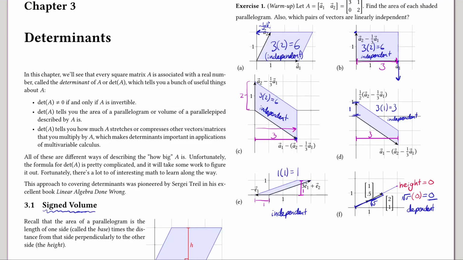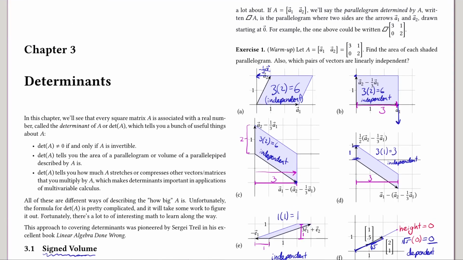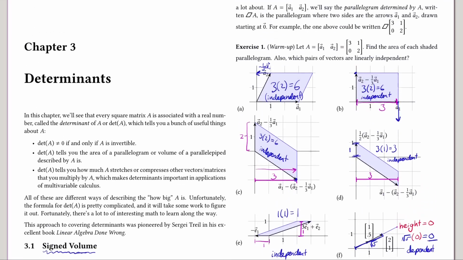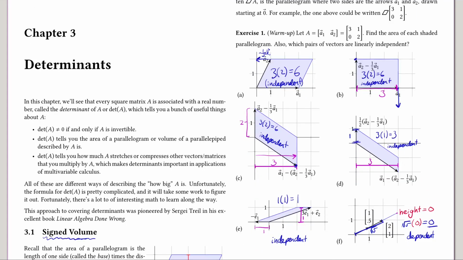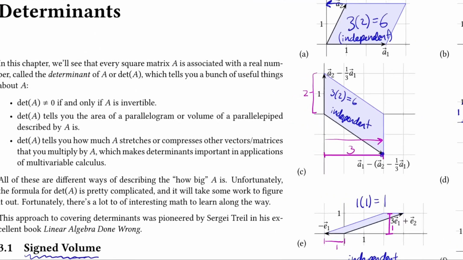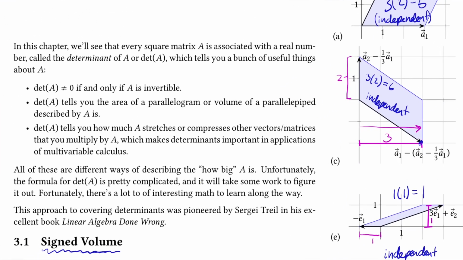All right, here is our first main video for 3.1 for chapter 3. The quick version of what a determinant is: it's how big the columns of a matrix are. We are only talking about square matrices, by the way.